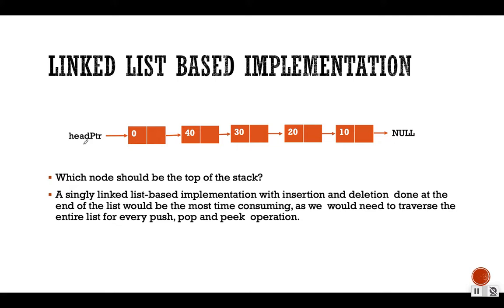Now let's see, can we implement a stack using a linked list? That's an example of a linked list, a singly linked list. I'm sure you can remember, we are going to need a head pointer. The head pointer will point to the head node. That's our head node, and our first value is 40, then 30, 20, 10, and this is the last item in the linked list, and the last item will point to the null pointer.